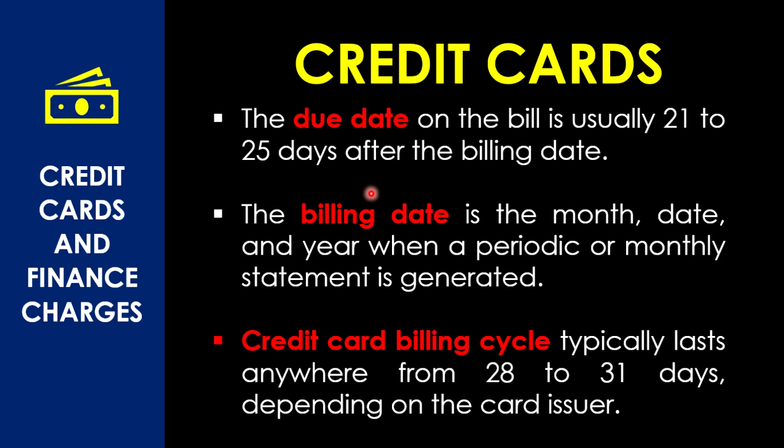And we have the credit card billing cycle. It typically lasts anywhere from 28 to 31 days, depending on the card issuer. Usually, when it comes to credit cards, it's on a monthly basis. So every month you'll receive that bill. Then from the billing date, all you need to do is add 21 up to 25 days, and then you have the due date.